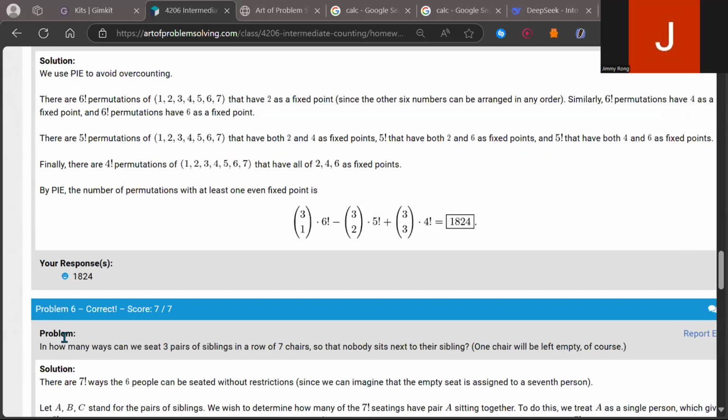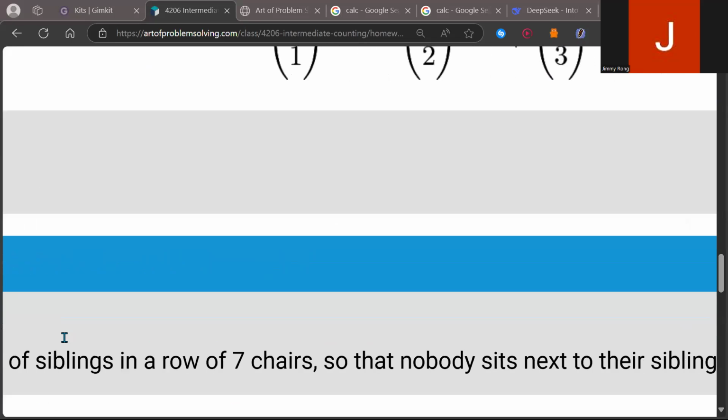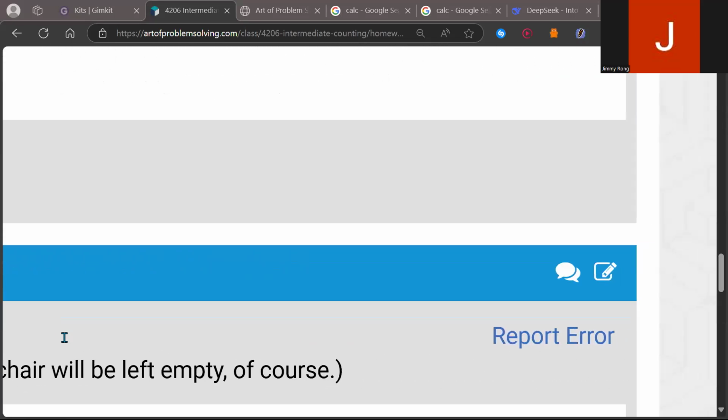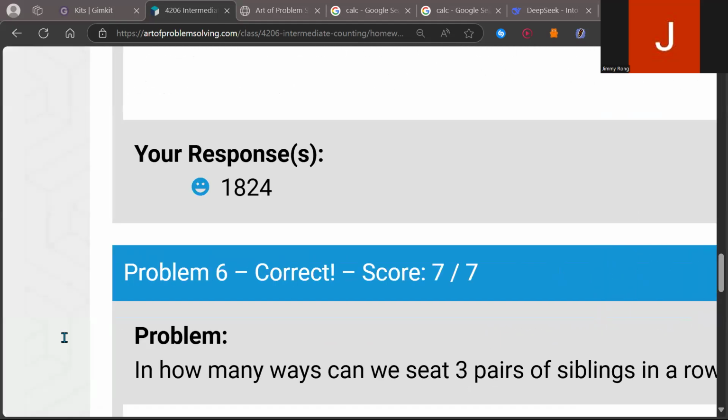Hello, in this video we will do an AoPS homework intermediate counting problem. So, here's the problem. In how many ways can we seat three pairs of siblings in a row of 7 chairs so that nobody sits next to their sibling? One chair will be left empty, of course.